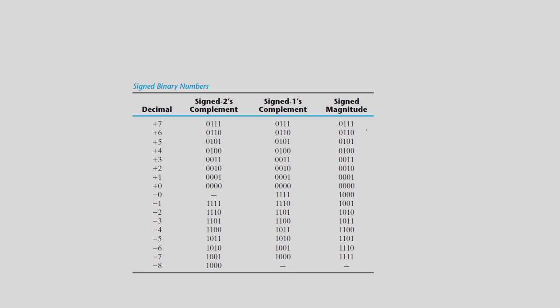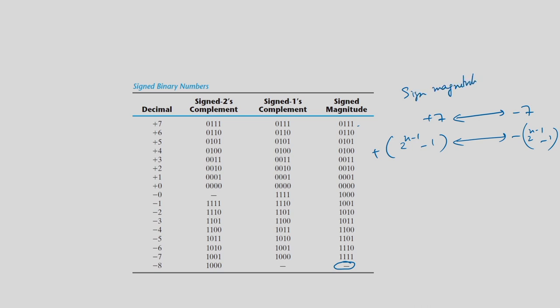Before going to discuss this addition subtraction, first let us just see the range I try to cover. In sign magnitude, for 4 bits, as I mentioned, it is from plus 7 to minus 7. I have already discussed this. It is basically 2 to the power n minus 1, minus 1, and minus of that. And you see here, this is my sign magnitude, so there is no minus 8 here. That is natural. 1's complement is also the same thing. This is for both sign magnitude and 1's complement.